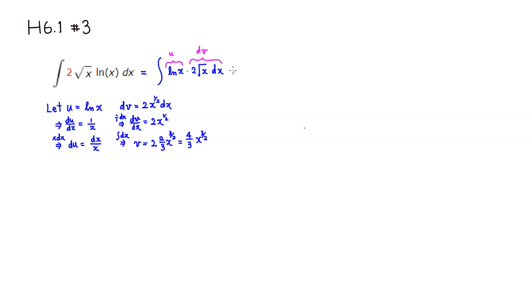So we're going to need u here, and we're going to need du, and then we're going to need v here. First, it's going to be uv, so you multiply these together. I'm going to put 4/3 x to the 3/2 power first, then multiply by natural log of x.